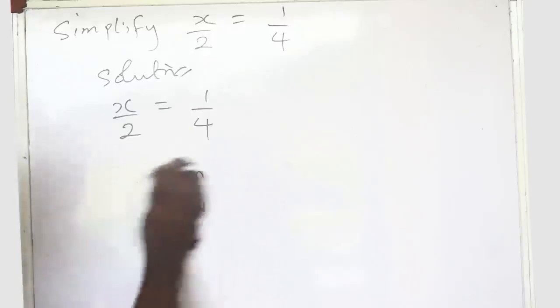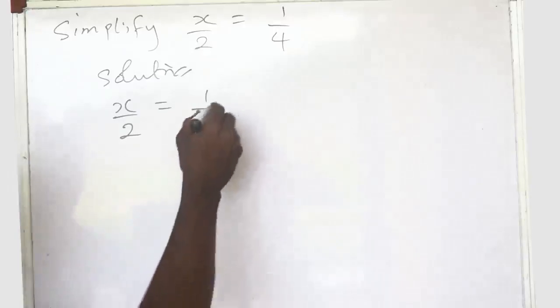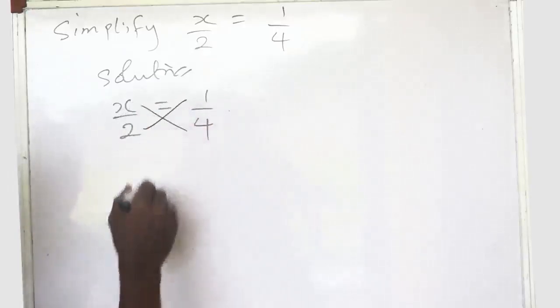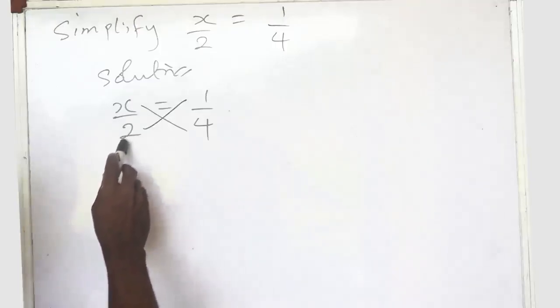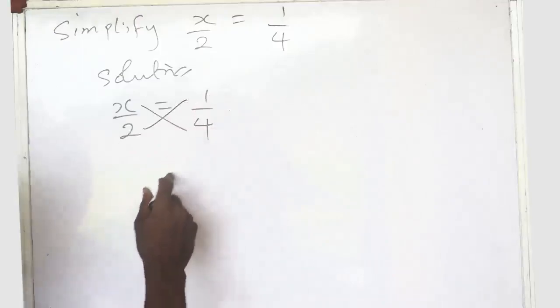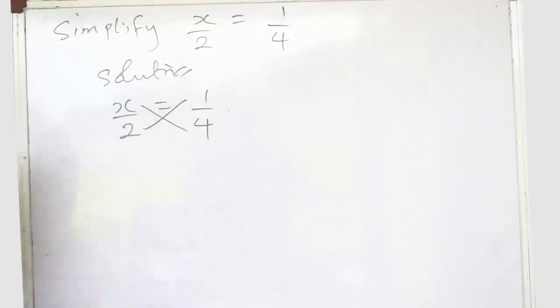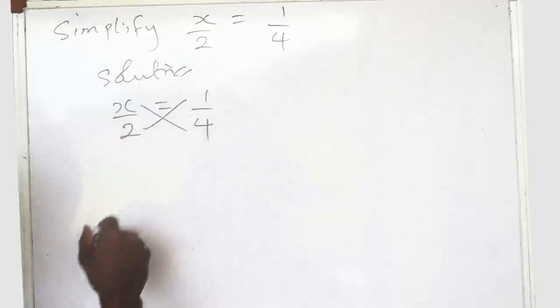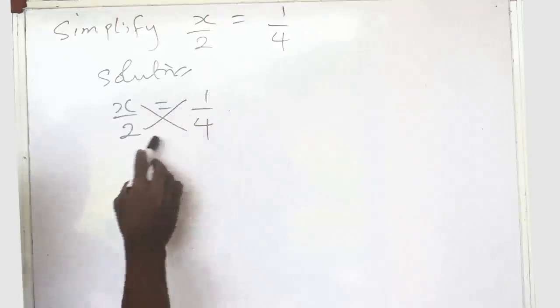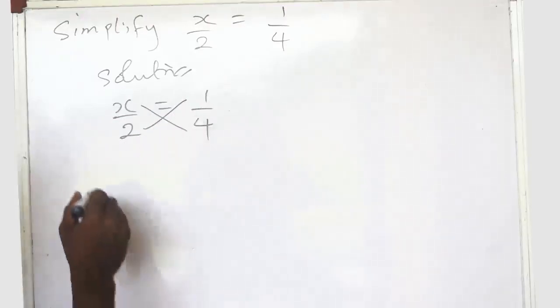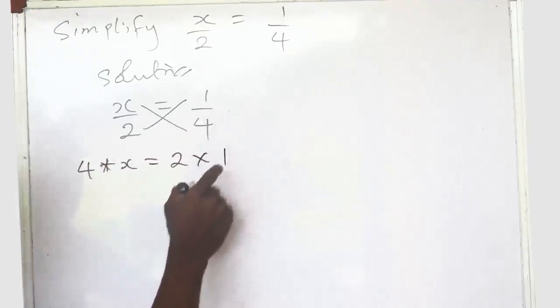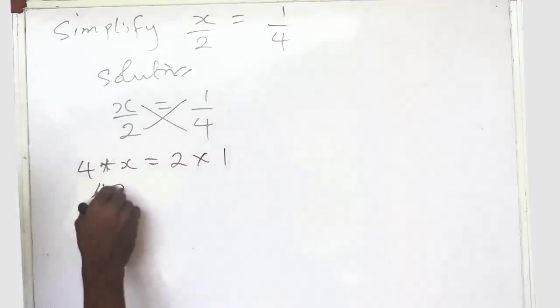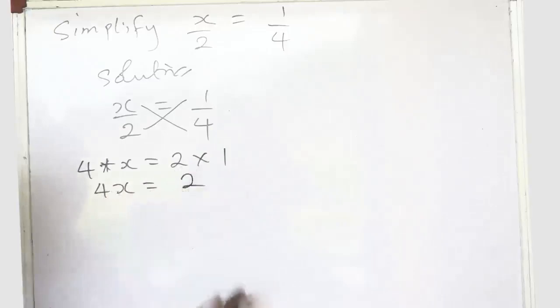So how do you go about it? The only way to go about it is to cross multiply. Cross multiply means let whatever is here multiply whatever is here, and let whatever is here multiply whatever is here. Don't say x times 1, no. This x will multiply 4, and these two will multiply 1. So we have 4 multiplied by x equal to 2 multiplied by 1. 4 times x is 4x, equal to 2 times 1, which is 2.